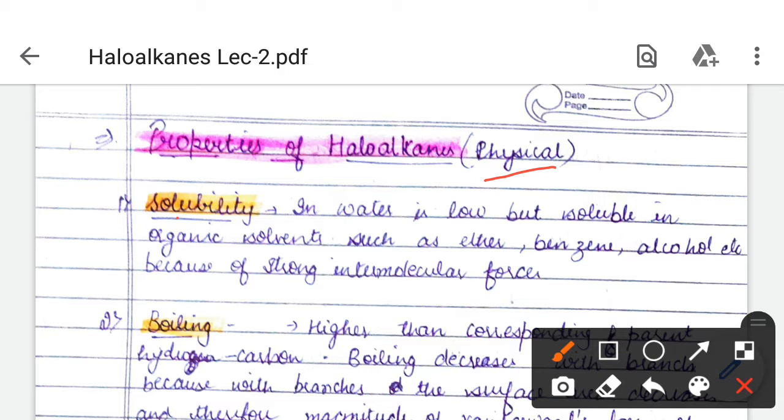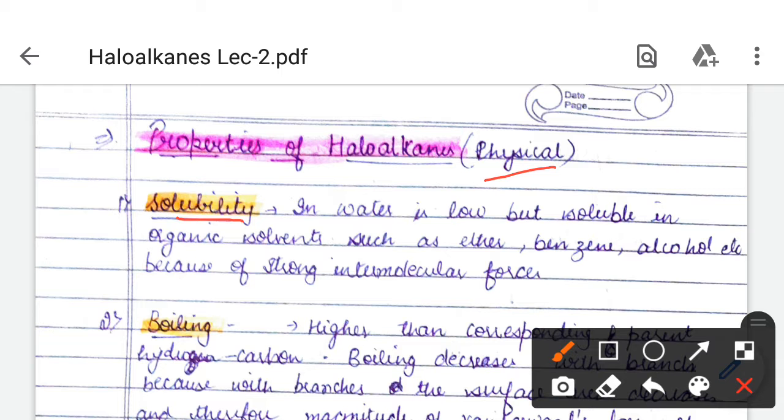First is solubility. Solubility means if any compound forms hydrogen bonds with water, then it is water soluble, otherwise it is not. In haloalkanes, only fluoroalkanes can form hydrogen bonding with water. All other haloalkanes have polar bonds, so they are not able to form hydrogen bonds with water, so they are less soluble. But due to the polar bonds, that is dipole-dipole attractions, they are soluble to some extent.